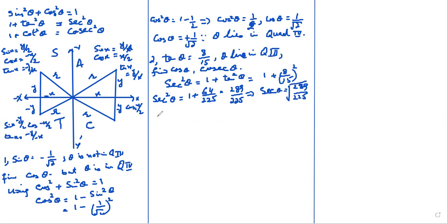So secant theta equals 17 over 15, which implies cosine theta equals 15 over 17 with a minus sign, because theta lies in the third quadrant. Okay. Now come to the second thing. This is cosine theta.